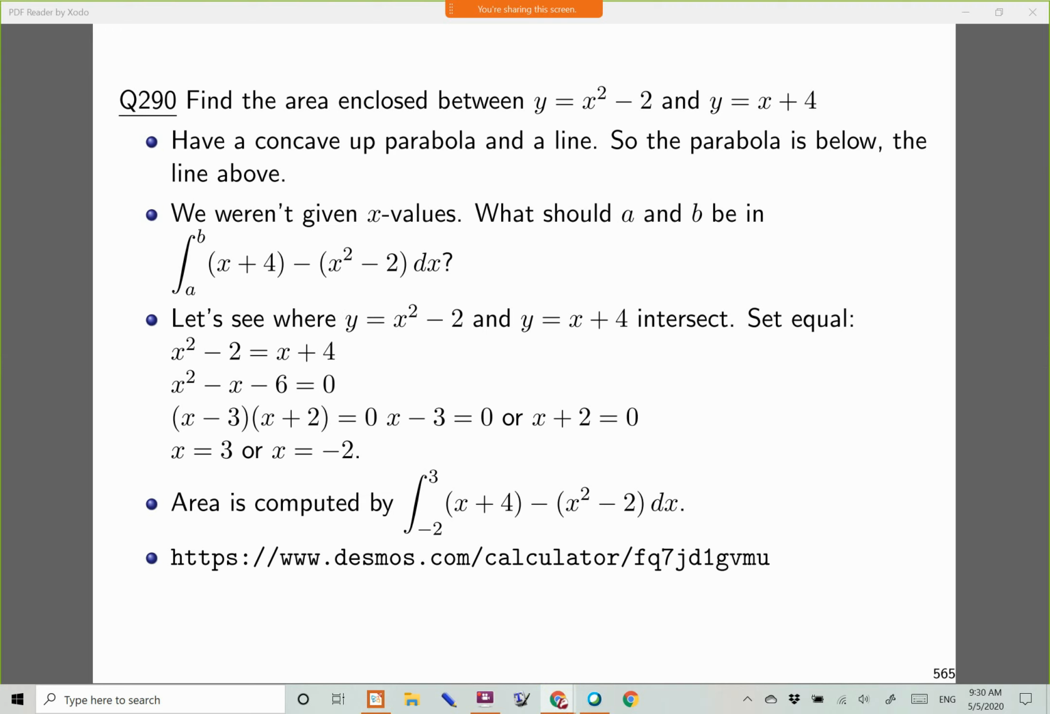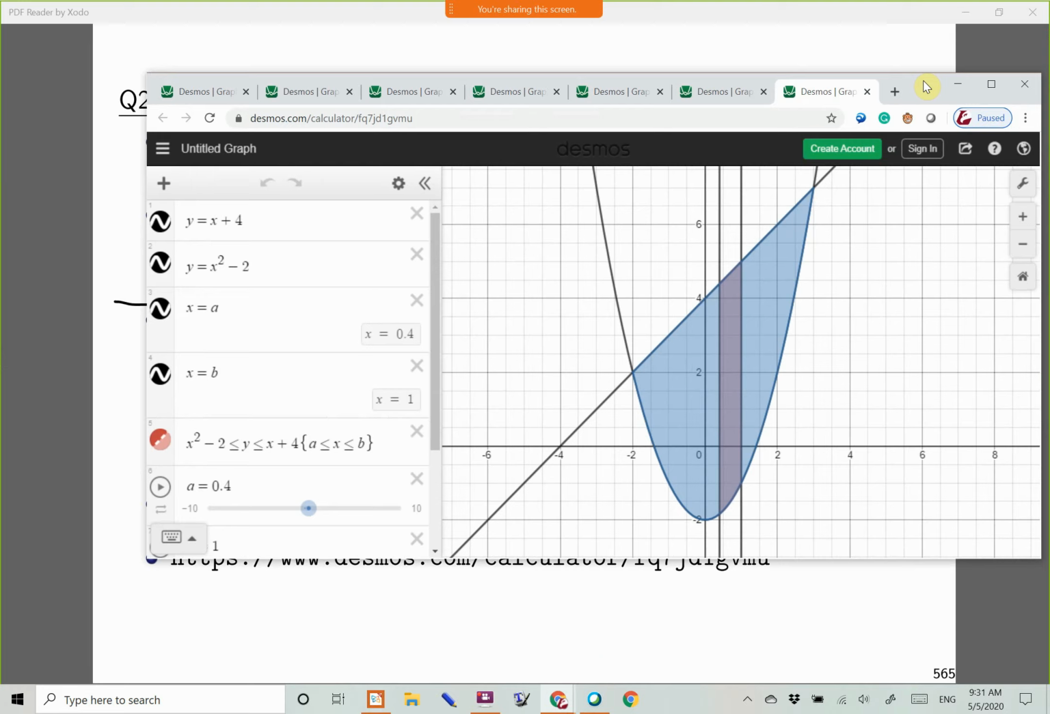In this link, I've done things a little differently from the other ones. I left the link towards the end intentionally because it's more realistic for how we would actually attack these questions. But imagine we're back up here in the stage where the line is above, the parabola is below, but we don't know what the x values are. I tried to simulate that in the link by just guessing random x values. So let me show you what I mean.